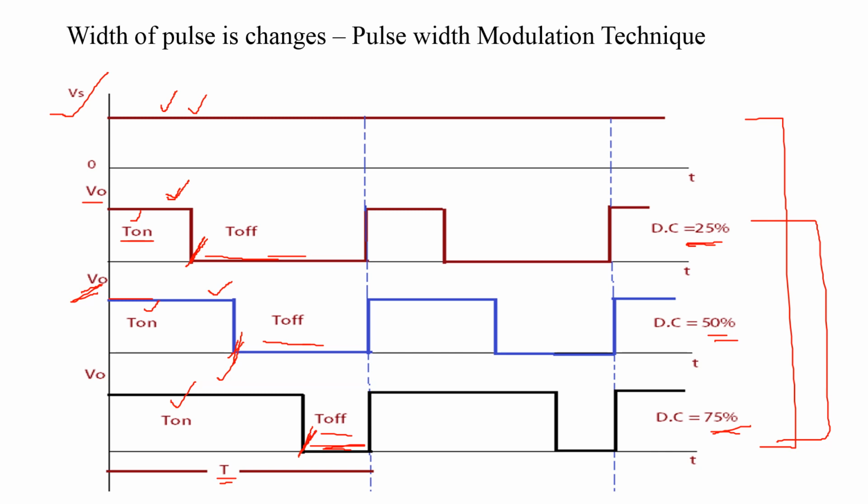Means the width of the pulse changes, so it is called pulse width modulation technique. This is about controlling the output voltage by using constant frequency control method.